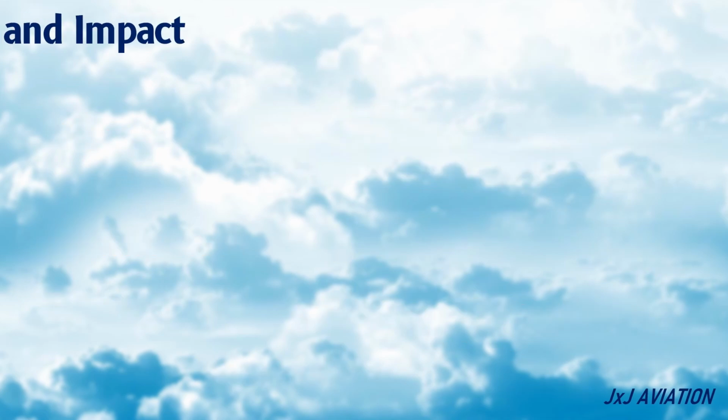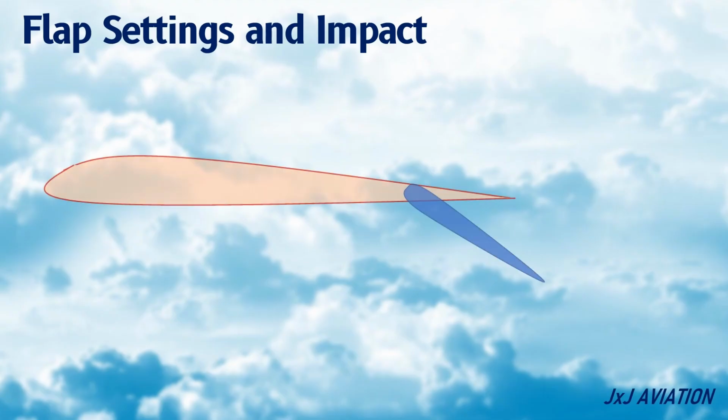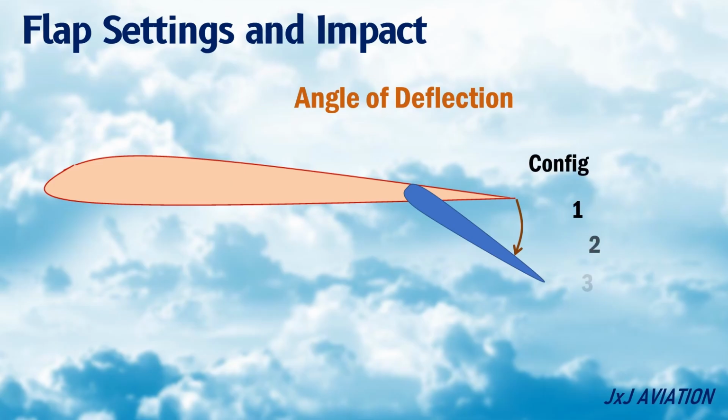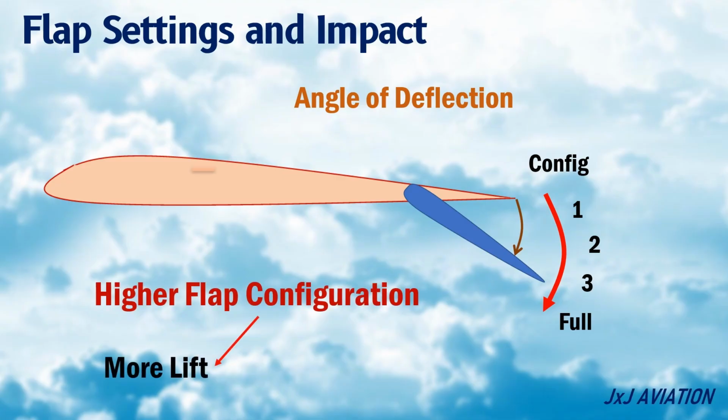Flap settings and impact. Flap setting refers to the angle of deflection of the flaps. They are usually referred to as config 1, 2, 3, or full, depending on the type of aircraft. Higher flap configuration means more lift is produced, but the drag also increases.